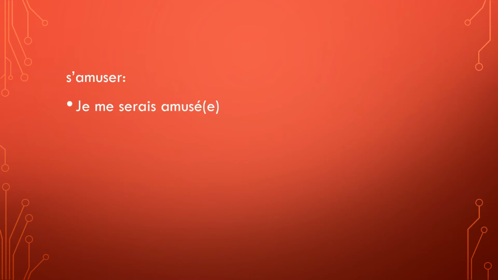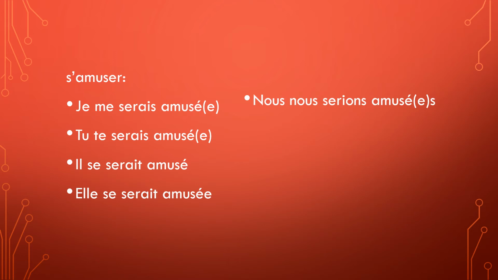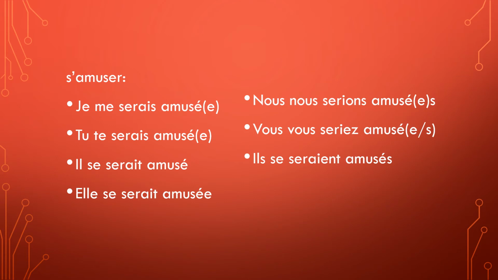We also have an example with a reflexive verb. So we have the subject je, the reflexive pronoun me, our helping verb être in the conditional, and then what we call the past participle, amusé. And again, reflexive verbs also follow rules of agreement in these tenses.